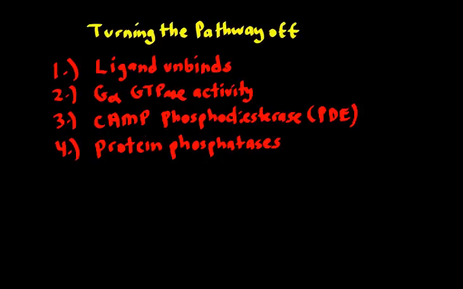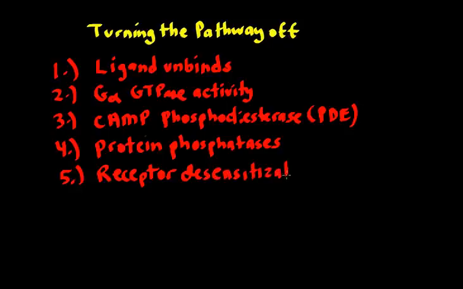Now, going back to our list, there is one other mechanism that we can talk about, and it really is something that happens when there's overstimulation of the receptor. The receptor's getting stimulated too much. And so we can call this number 5, and number 5 would be receptor desensitization or downregulation.